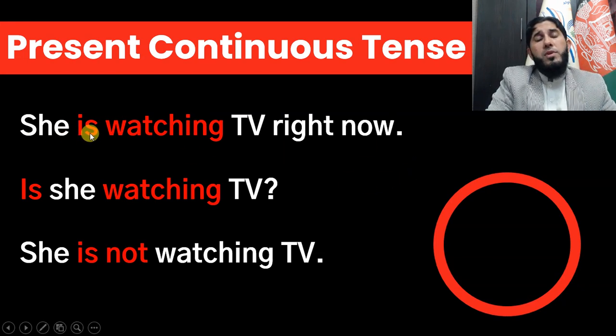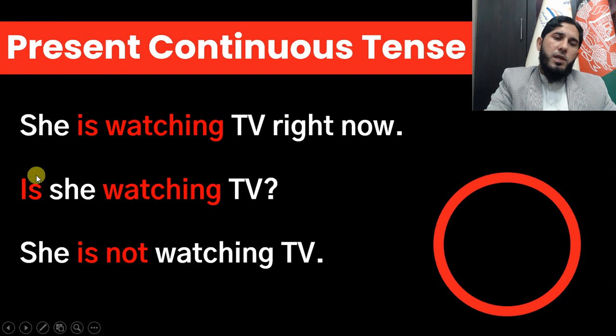So we need a to be verb according to the subject. With a third person singular subject, he, she, it, we use is. With I, we use am. With the rest of the subjects like you, we, they, or a plural noun, we use are. So, she's watching TV. The main verb takes ing to show that the action is in progress. So she's watching TV right now.